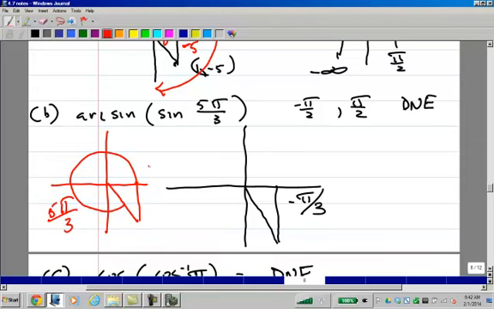Now, note that 5 pi over 3 is not in the range of arcsine, right? Remember, the range of the arcsine is y less than or equal to pi over 2, and greater than or equal to negative pi over 2.